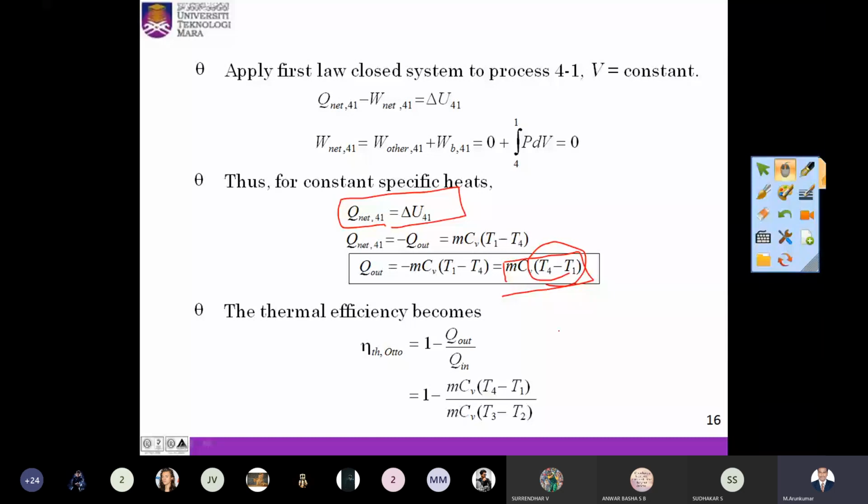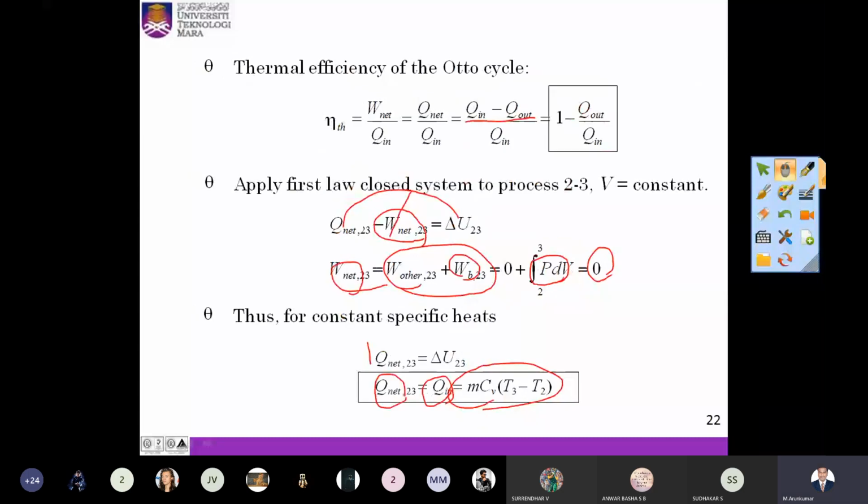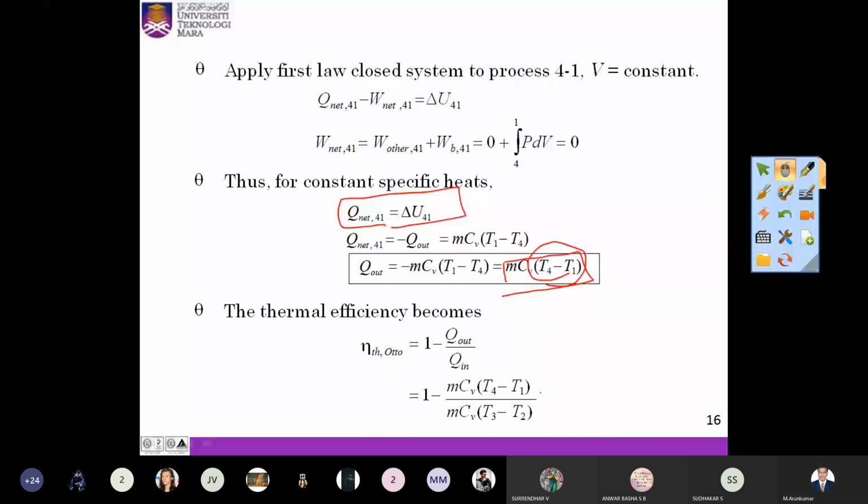So you know the formula, 1 minus Q out by Q in. So here we have calculated. Q in will be mCv (T3 minus T2), and Q out will be mCv (T4 minus T1). So this is your thermal efficiency of your Otto cycle. So just try to recall the formula.